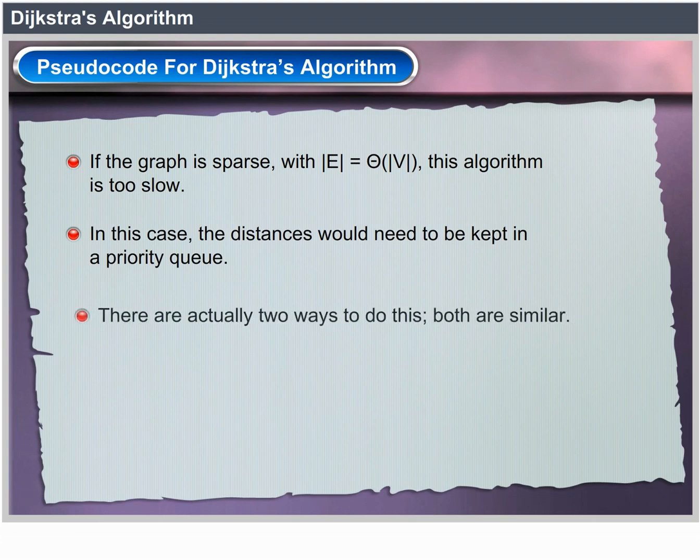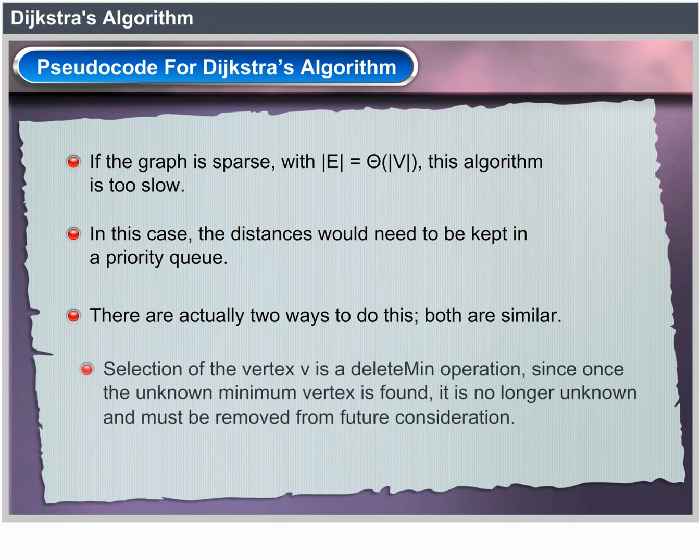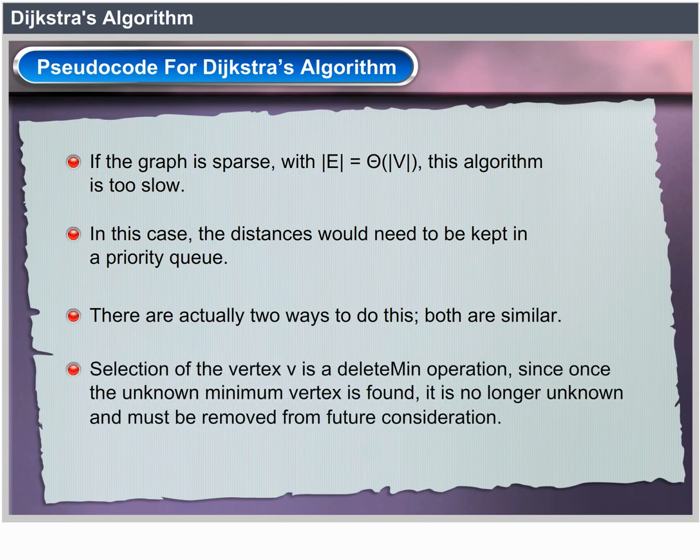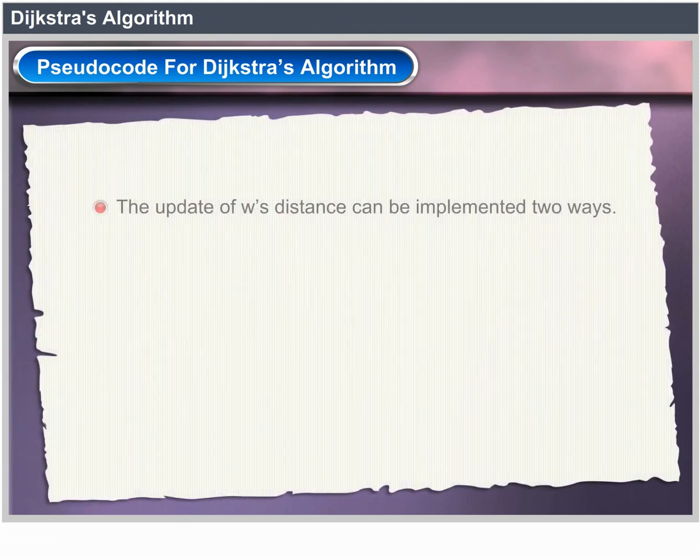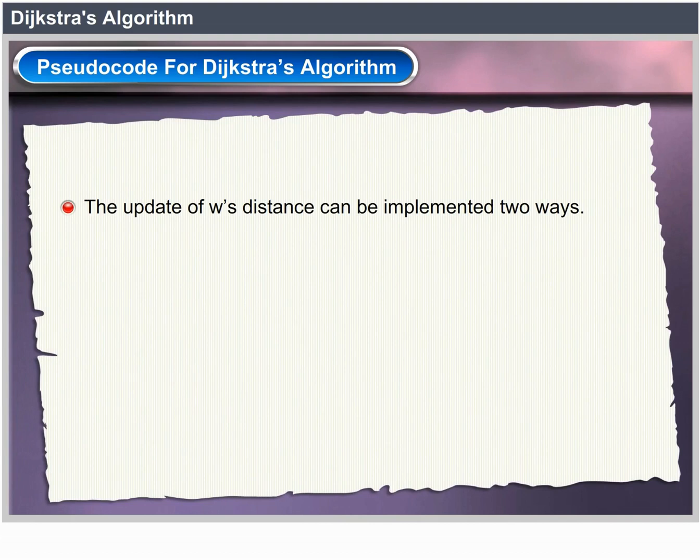There are actually two ways to do this. Both are similar. Selection of the vertex v is a deleteMin operation, since once the unknown minimum vertex is found, it is no longer unknown and must be removed from further consideration. The update of w's distance can be implemented two ways. One way treats the update as a decreaseKey operation.